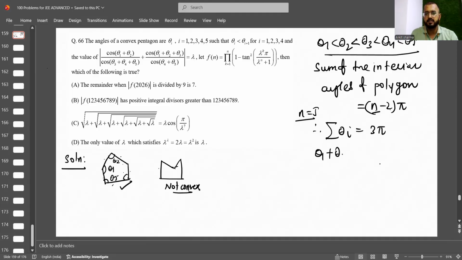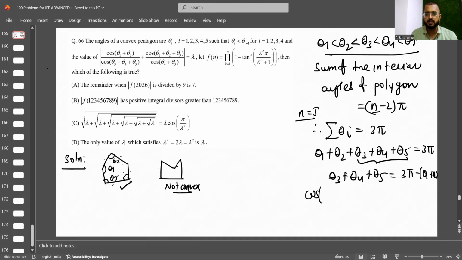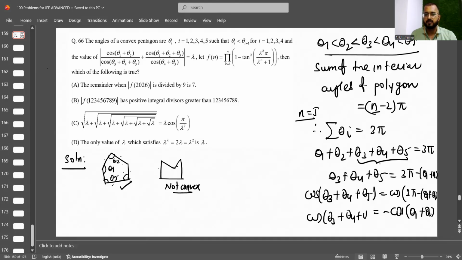That means theta 1 plus theta 2 plus theta 3 plus theta 4 plus theta 5 will be equal to 3 pi. Now we want cos of theta 1 plus theta 2. I can keep this quantity here and transfer the remaining to that side. So I'll have theta 3 plus theta 4 plus theta 5 equal to 3 pi minus (theta 1 plus theta 2). We can take cos on both sides. So cos of theta 3 plus theta 4 plus theta 5 will be equal to cos of 3 pi minus (theta 1 plus theta 2). Cos of 3 pi minus something will be minus cos of (theta 1 plus theta 2).